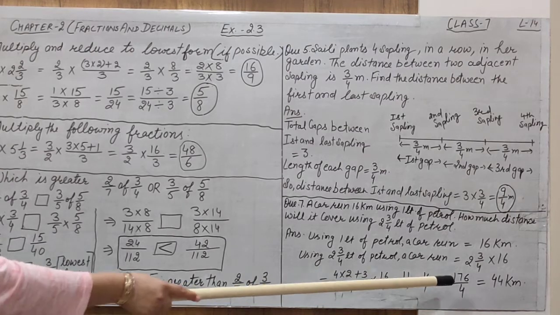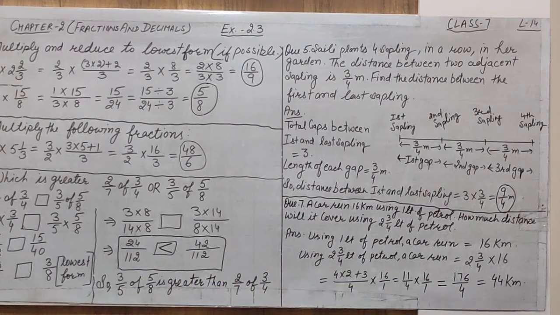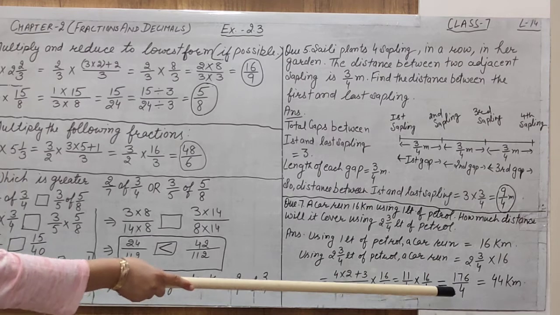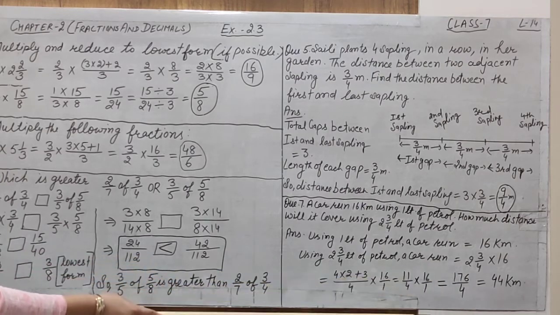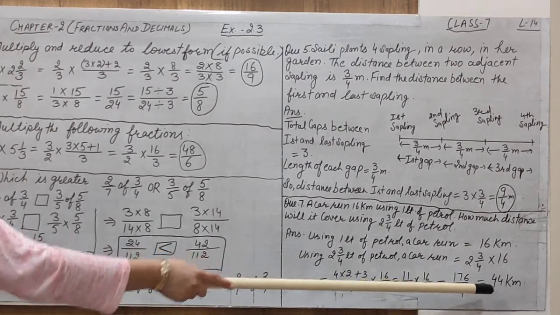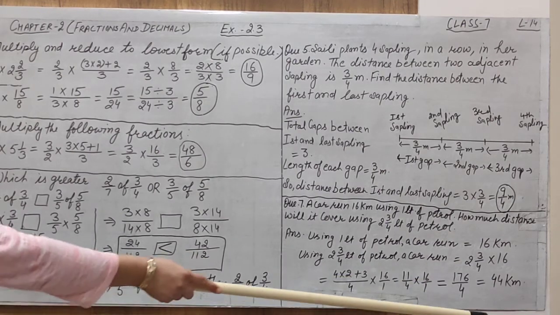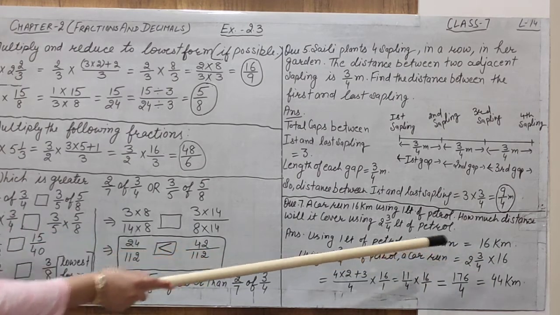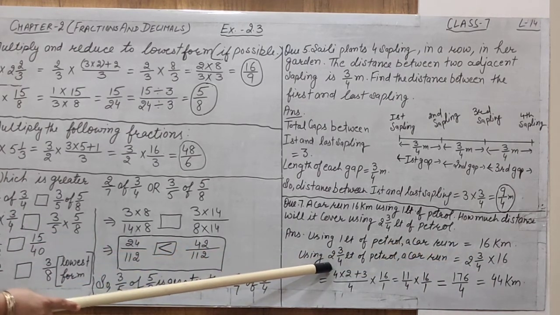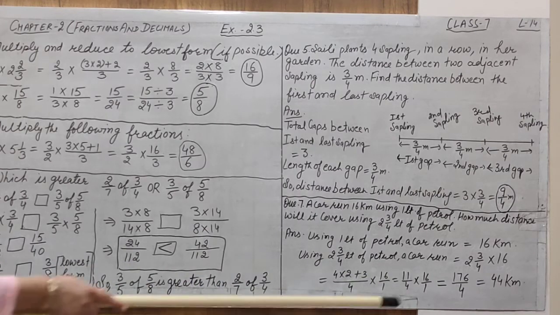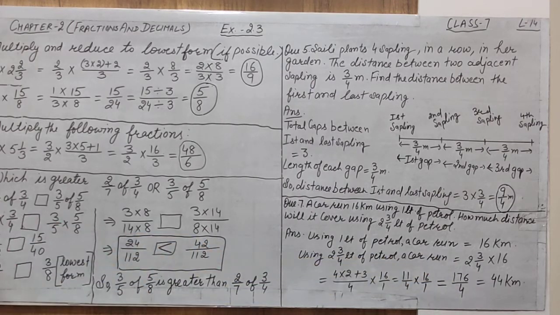Numerators are multiplied, which gives us 176, that is 16 into 11. Denominators, 4 into 1, result is 4. So when we divide these two numbers by simple division, we get the result, 44 kilometers. Alright, and 44 is greater than 16 because the quantity of petrol increased, so the distance increased, and for finding any increased value we have to multiply.